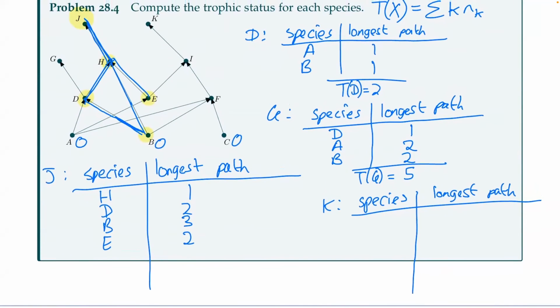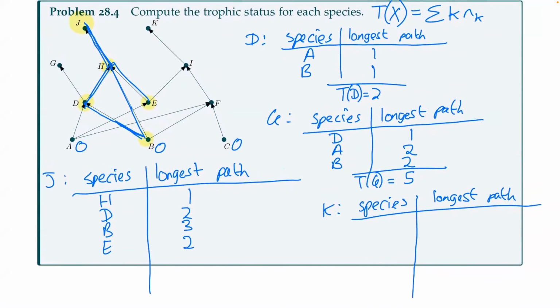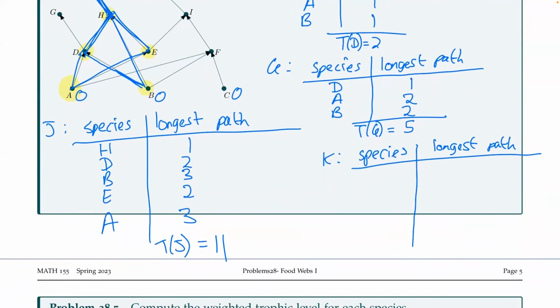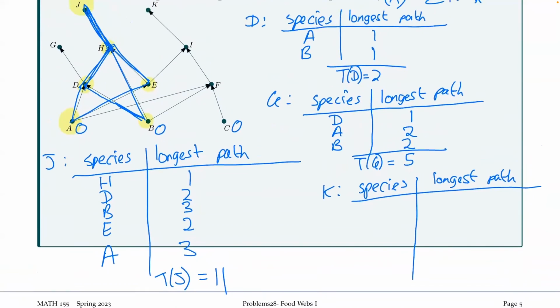What else do we have? What do all of these species eat? So we have A, we also need to take into account. What is A's longest path? Well, it could either go this way, D, H, J, or it could go E, H, J, both at length 3. So the trophic status of J is just going to be the sum of these things. So that's 3, 6, 7, 8, 9, 10, 11. We've got 11? Great. Okay, species K, I'll just quickly run through this one as well.